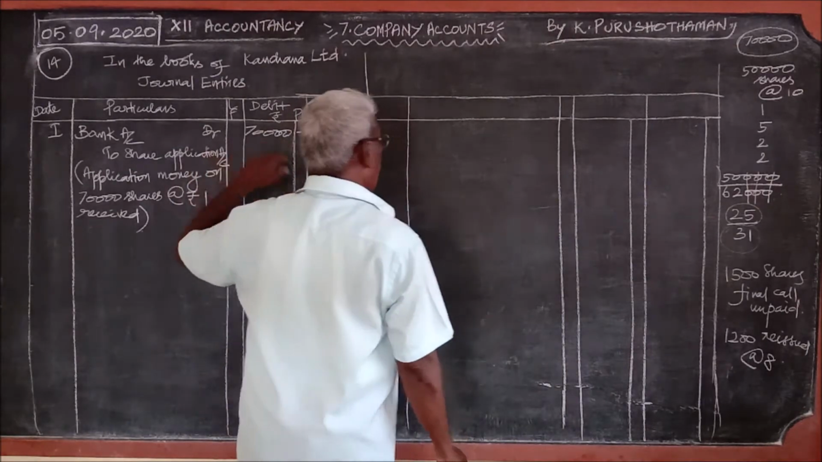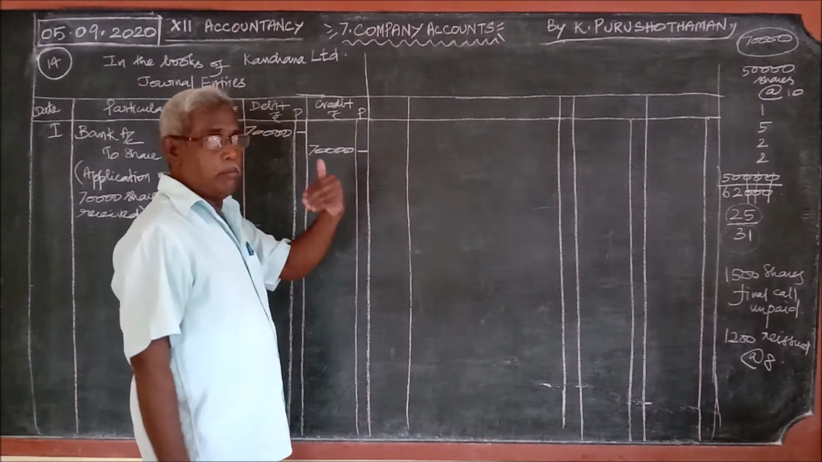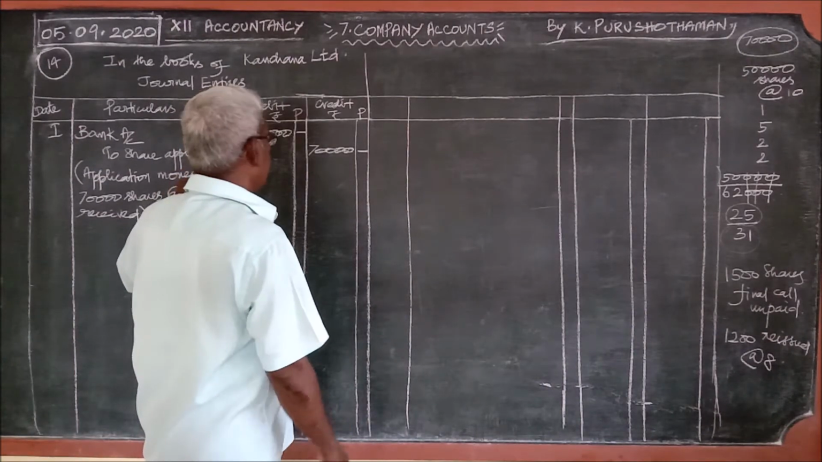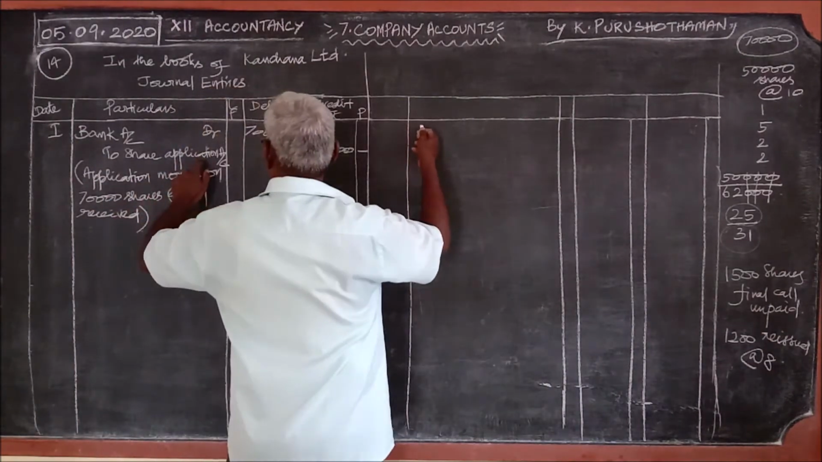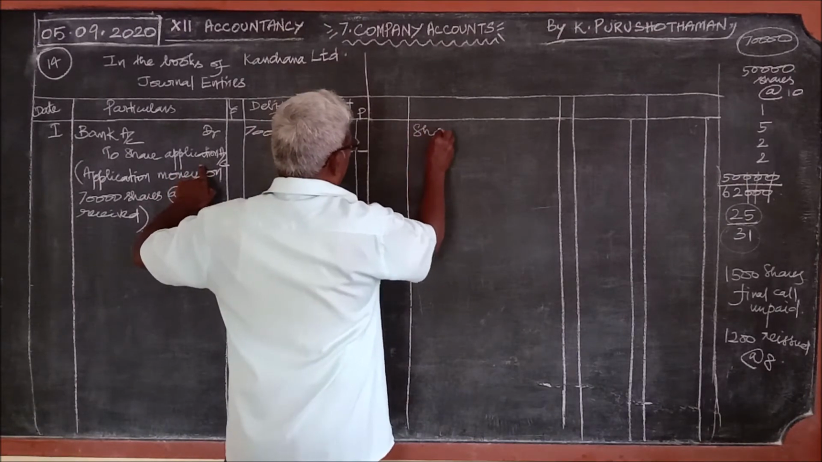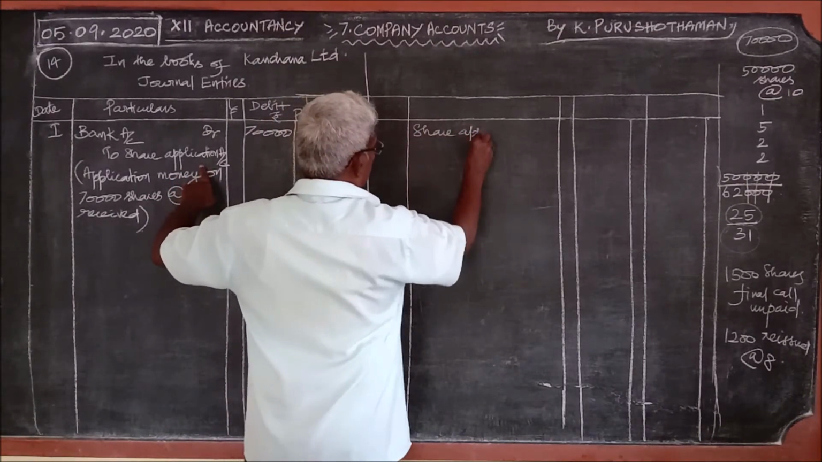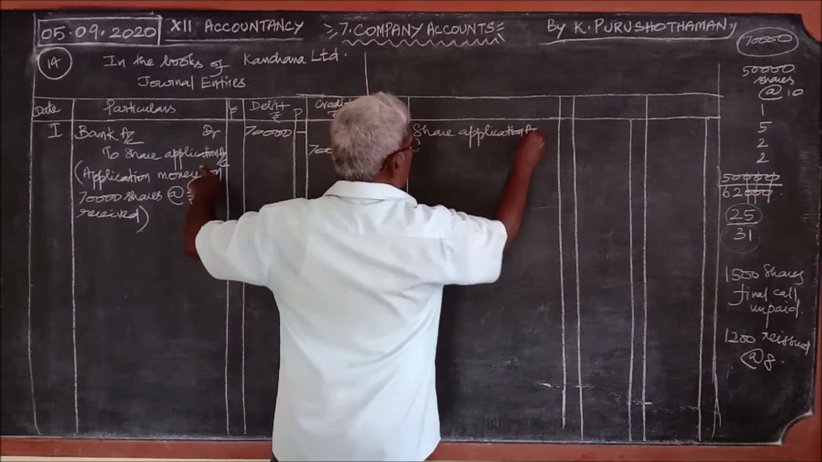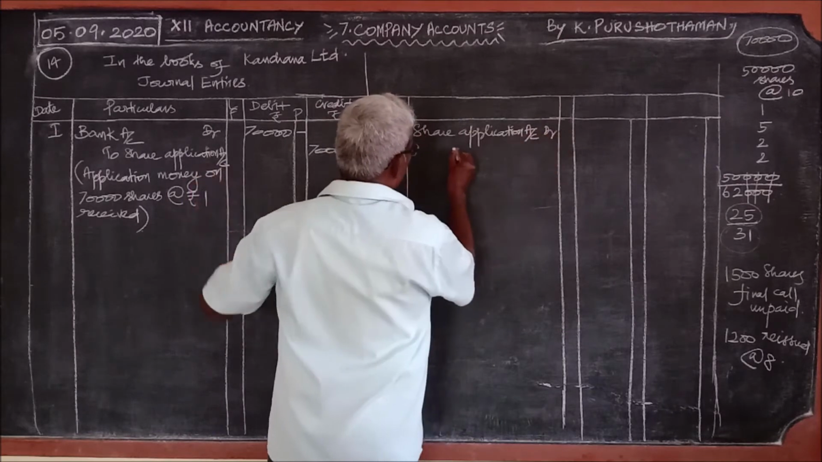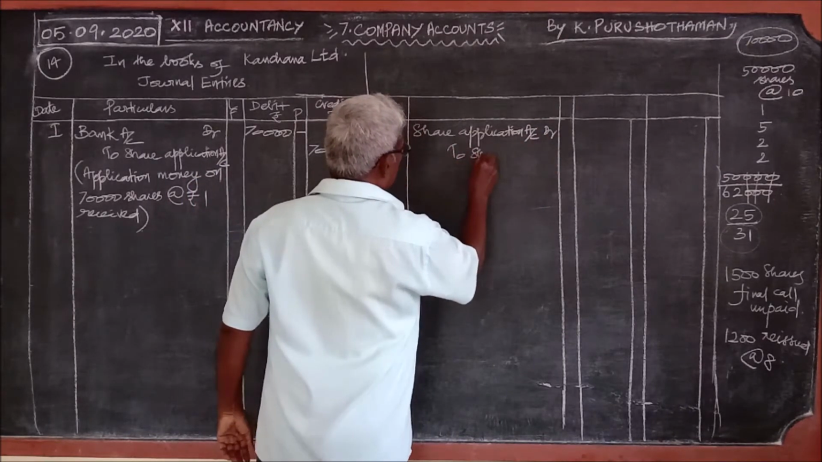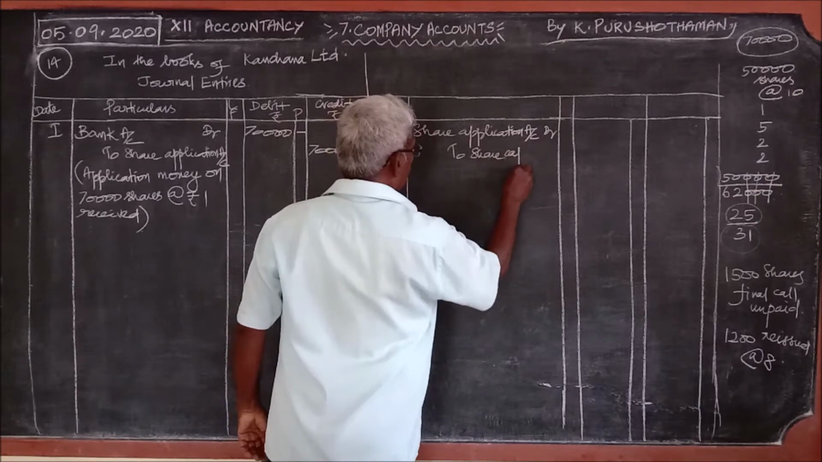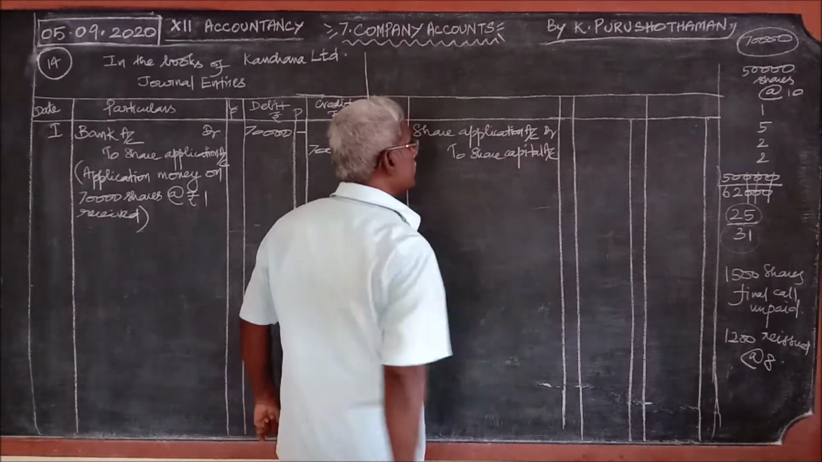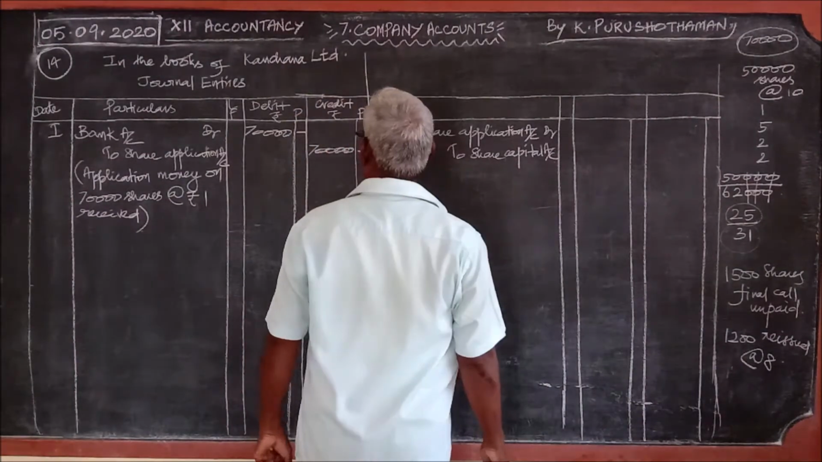Once again, as a matter of revision, where you stopped the first journal entry, begin the second journal entry with this. Share application account debit to share capital account. How much should we write?